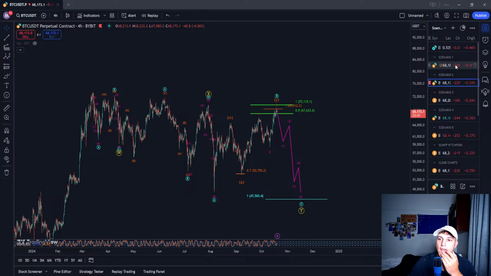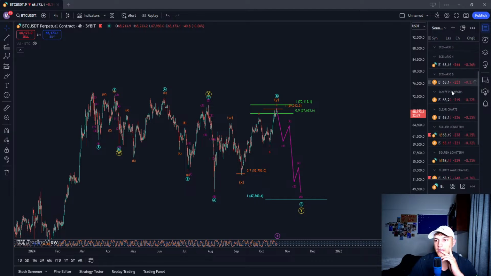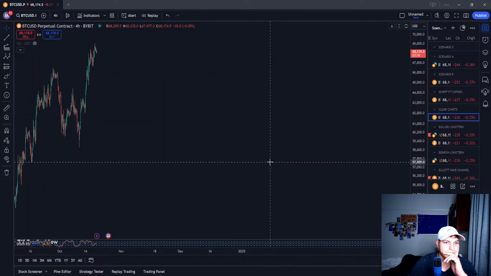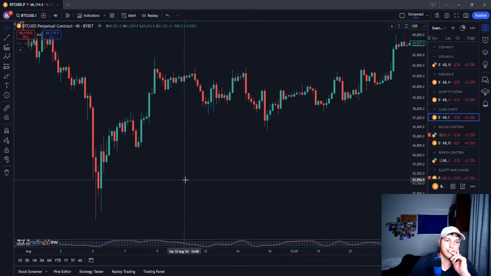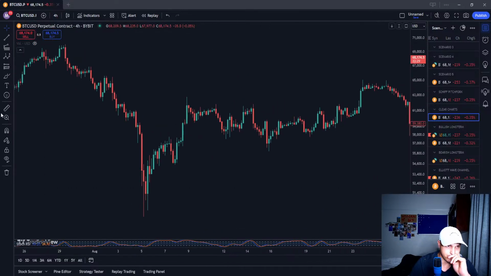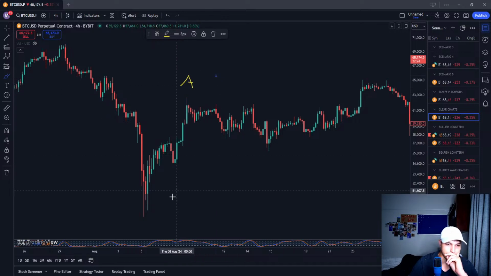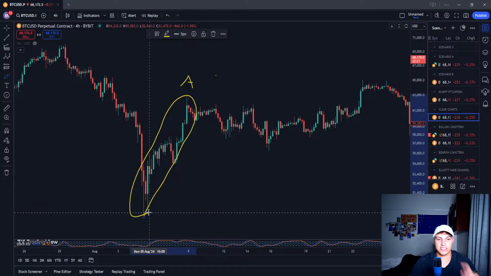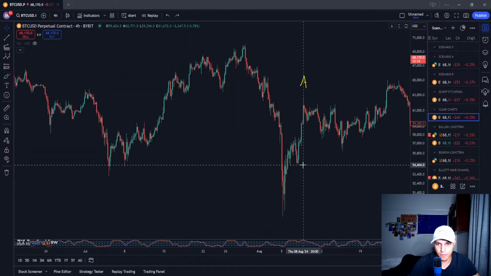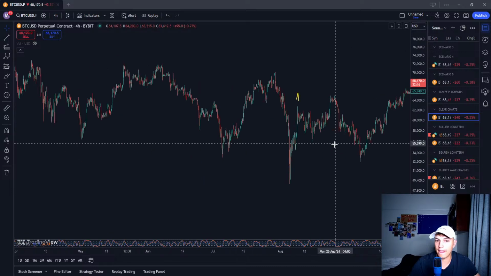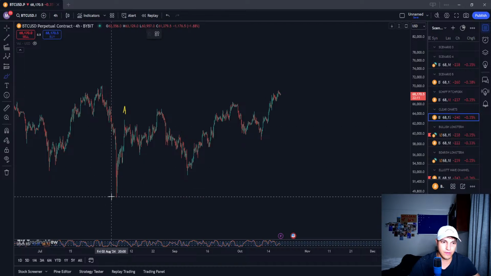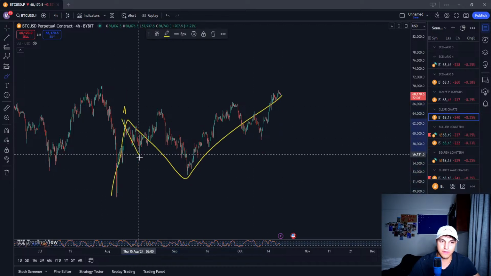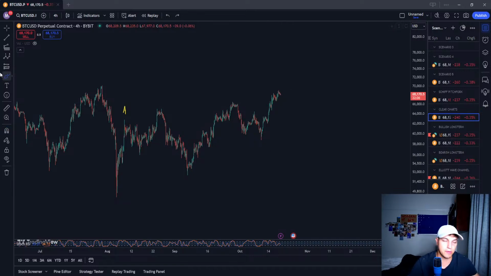Okay, so let's take out a clean chart. This is your wave A. This is the exact structure on that chart. That is where you put your A, your B, and your C. A, B, C, A, B, C in a flat. Cool. I'm happy with that.